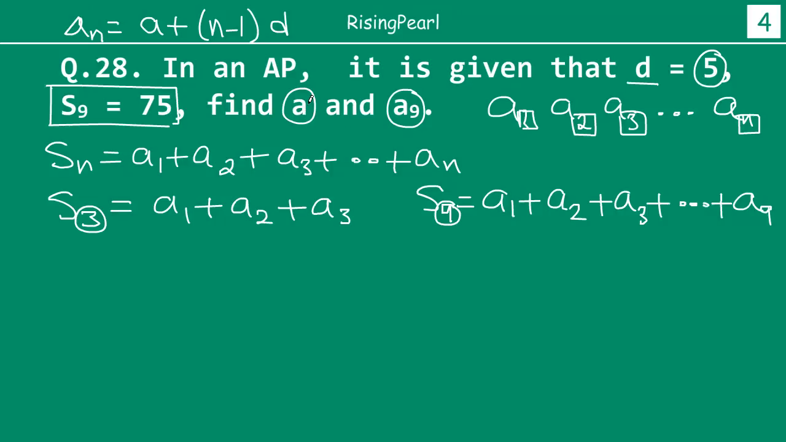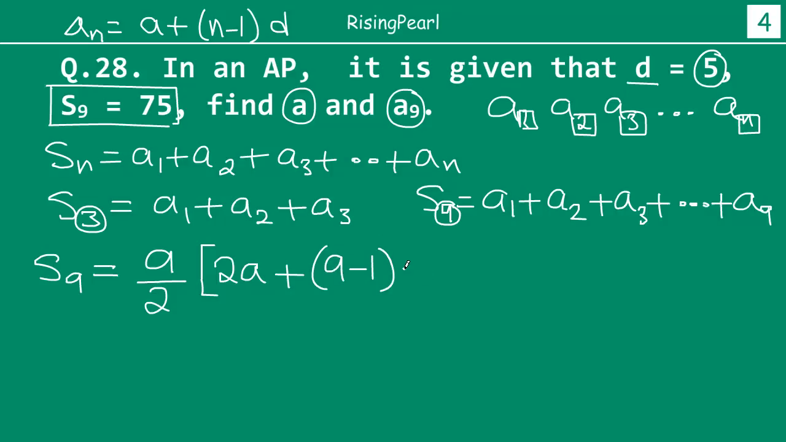So now let's take a look and see what is given. When S9 is given, what is the formula for S9? S9 should be n by 2, remember, n equals 9, so n by 2 times twice A plus n minus 1 times D. What we have done is put n equal to 9, because S9 means sum of 9 terms. So 9 by 2 times 2A, the first term is A, plus n minus 1, n is 9, times D, right?